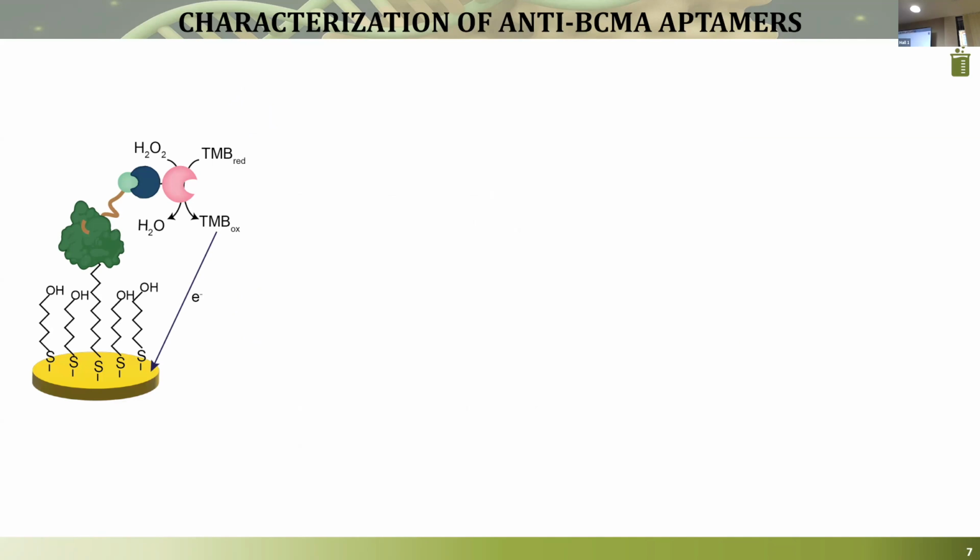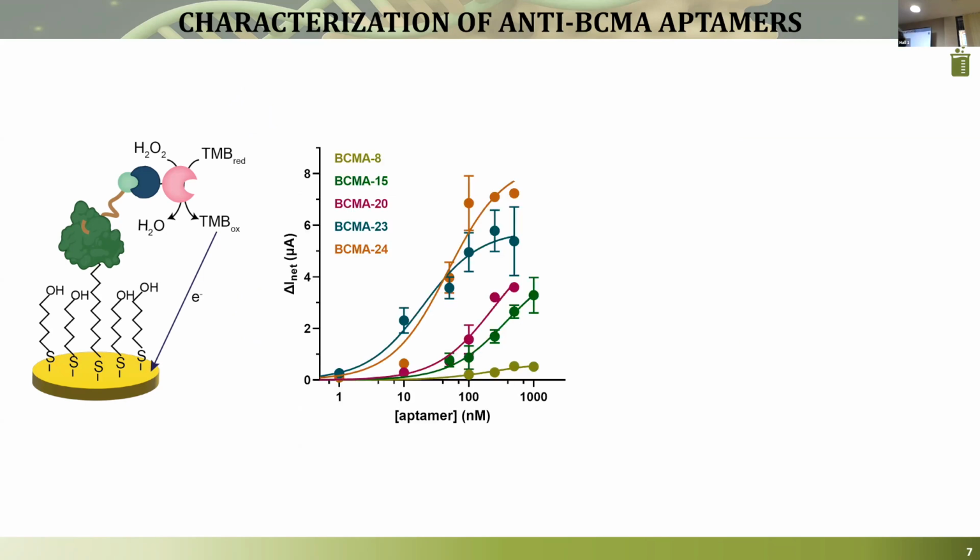In this assay, we have our target protein immobilized on the surface of a gold electrode through a monolayer, and then our aptamer labeled with biotin. Then we have our conjugate, that is streptavidin HRP, and after the addition of TMB, it generates an electroactive product that we can measure. In this way, we constructed this affinity curve for the 5 aptamers, and as you can see, almost all of them bind to the protein.